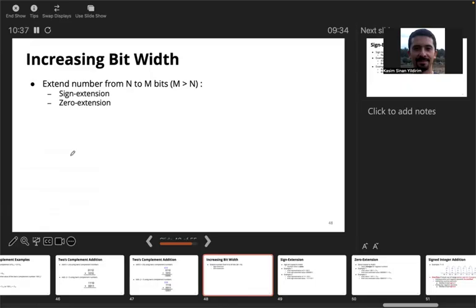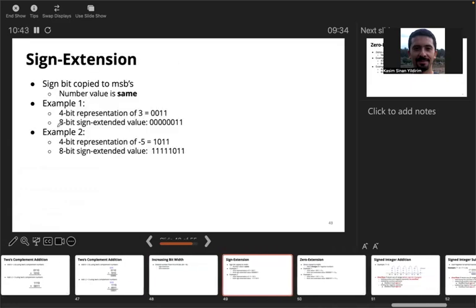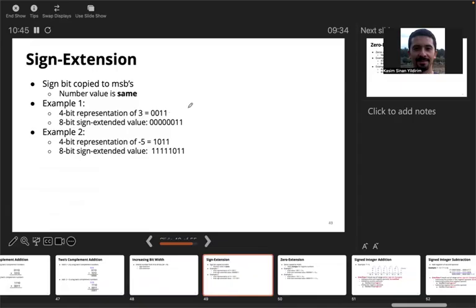So I have sign extension and zero extension. I can increase the bit width of the number. For example, if I have 3, as you see here, 0011, a 4-bit number, basically this is a positive number, right? A positive 4-bit number. How can I make it 8 bits? How can I extend it? Since it's a positive number, I can use sign extension.